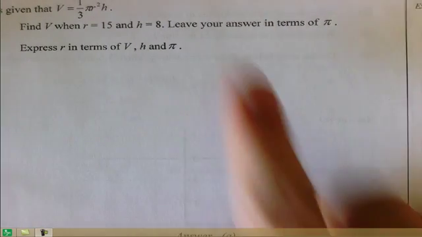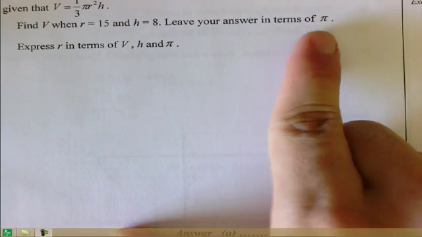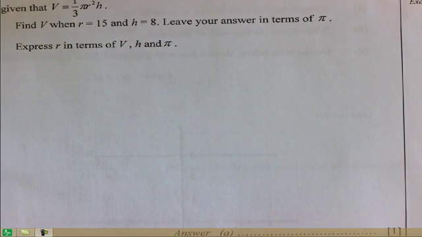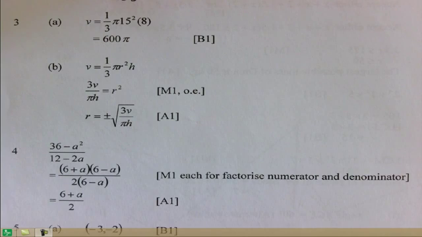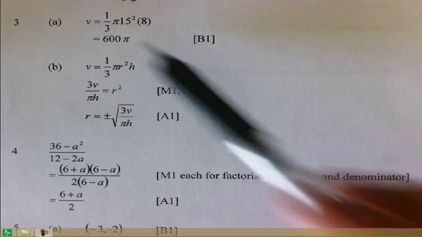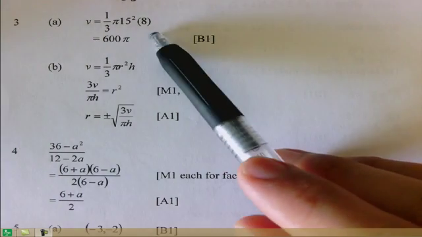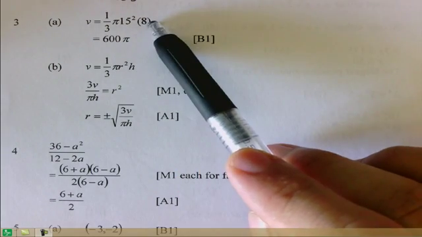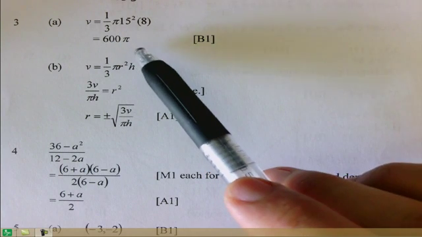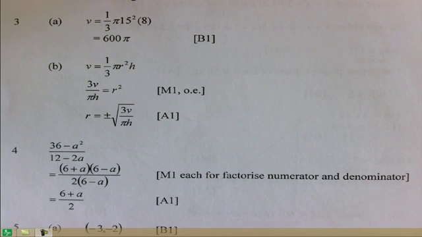I think this is a part that many of you may have left out, where they say leave your answer in terms of pi. It means that we do not evaluate pi itself. So you substitute the correct values where r is 15 and h is 8. You multiply 1/3 times 15 square times 8 gives you 600. You leave the pi alone. This is 600 pi. Then lastly, 3b, they say express r in terms of v, h and pi.